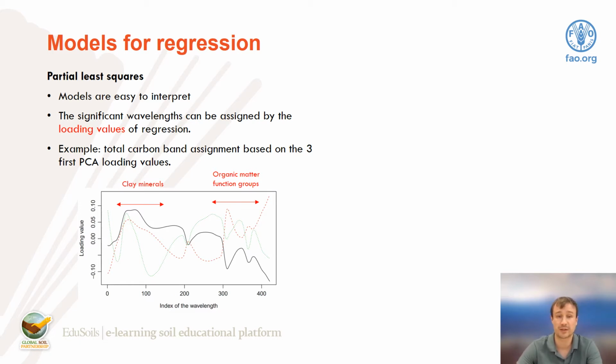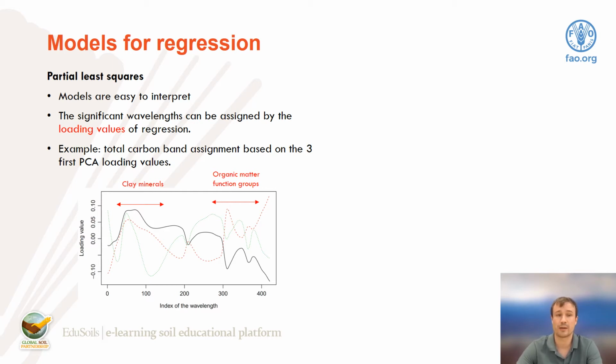So in this figure that I took as an example, you can see three loadings corresponding to a partial least squares model fitted to predict the total carbon of the soil. Each color is a loading, and we use three loadings for this model. And you can clearly see that some areas have positive or negative values.